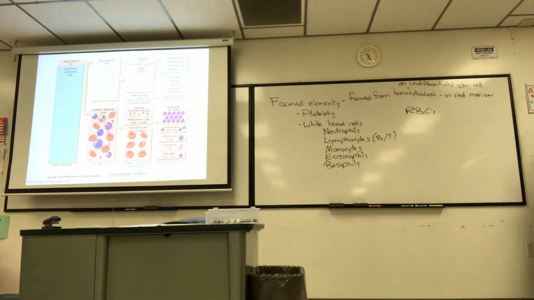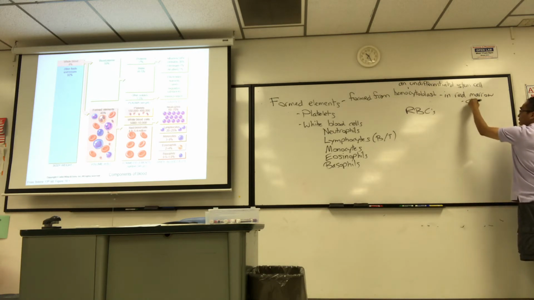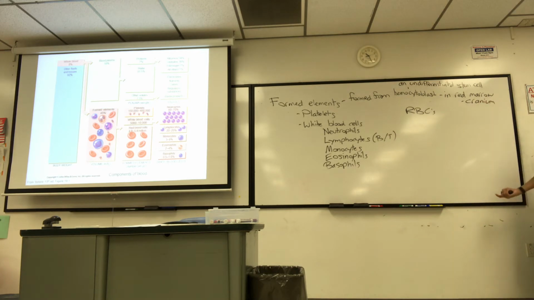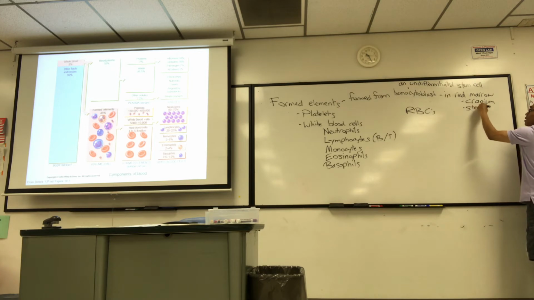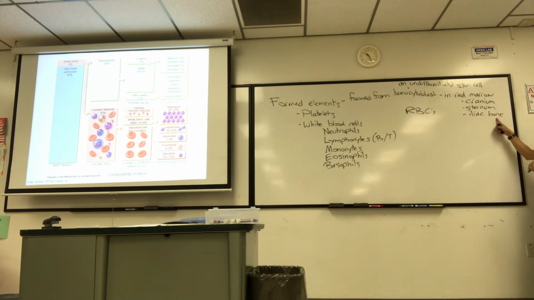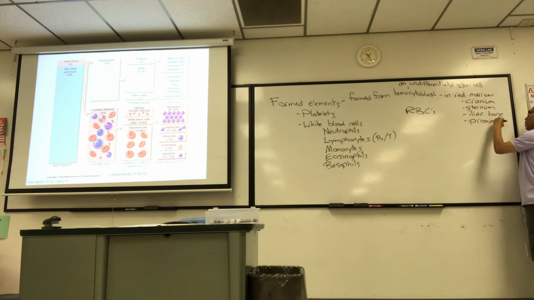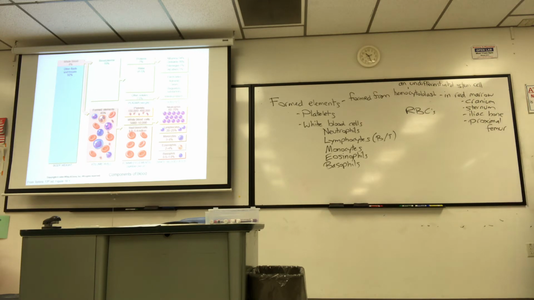It's inside the bones, inside your flat bones. Cranial bones have red marrow in them. Sternum. Iliac bone. Typically it's the iliac where the oncologist might go to take a bone marrow sample if they suspect some kind of lymphoma or cancer. Proximal femur. These are the locations of red marrow in the adult. Okay, let's move on.